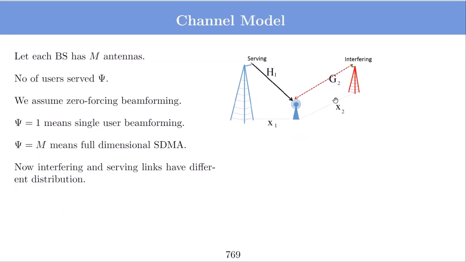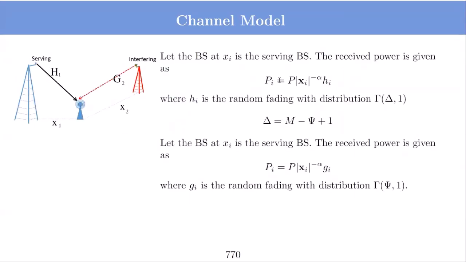Here you see one user. It has two base stations, one located at X1 and one located at X2. There is a serving base station, which does some precoding for this user, so some beamforming. The fading distribution is H1. The interfering one is serving some other user, so it is precoding for the other user, and unintentionally it is also interfering with this user. Its distribution is known as G2. And the distributions are basically different.